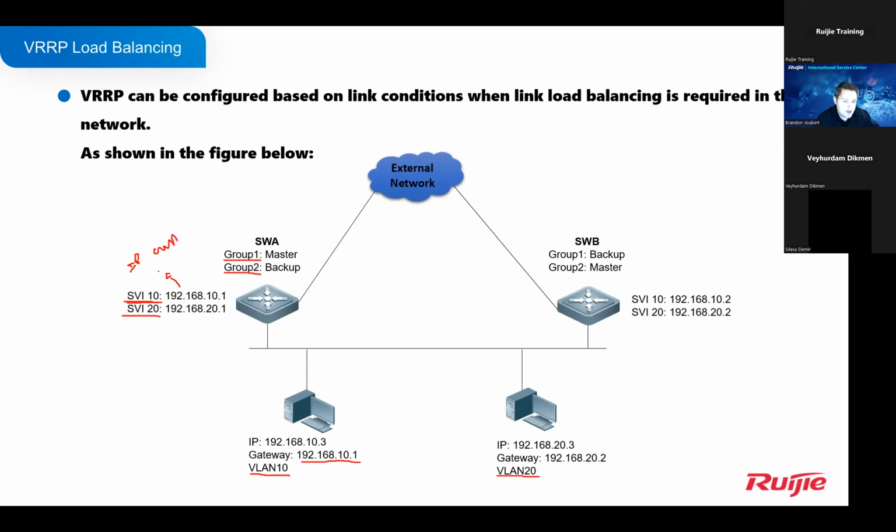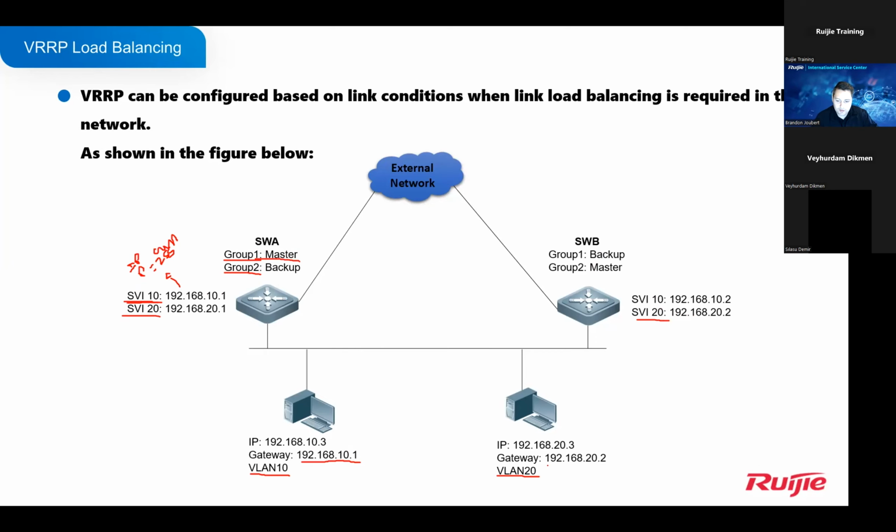And now that it's the IP owner, it automatically means that its priority becomes 255. So because its priority is 255, this switch will be the master for this entire network, for VLAN 10, that entire network.